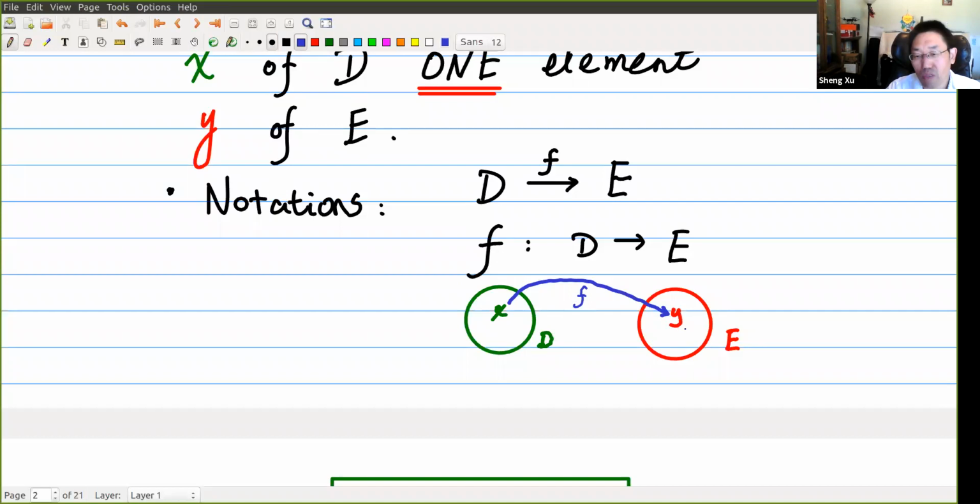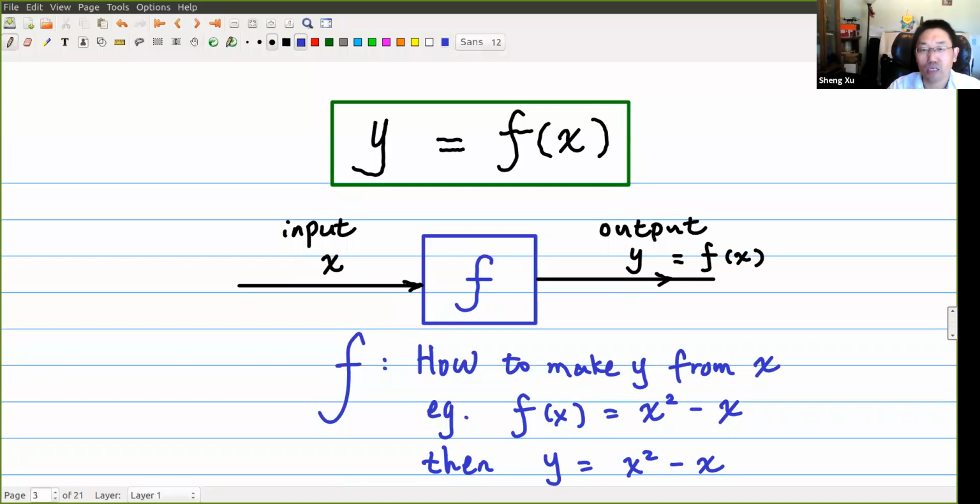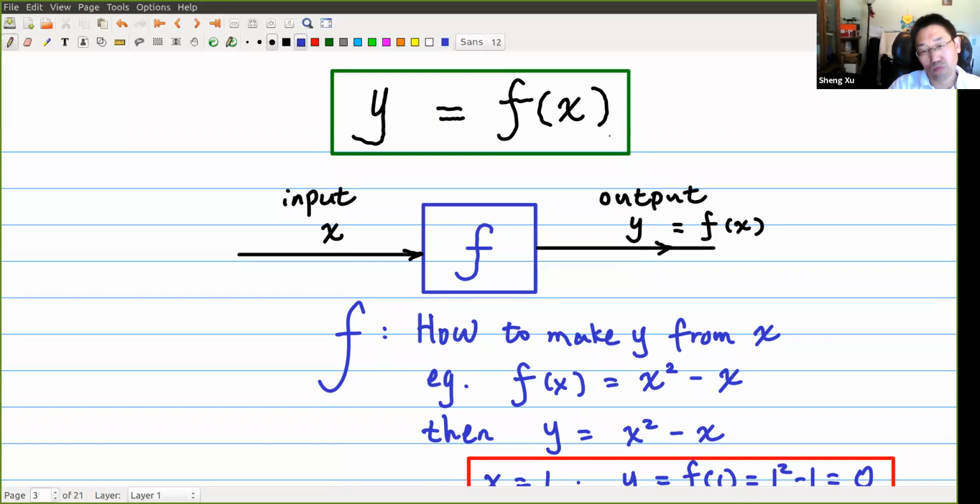So mathematically, this is the notation, of course, we see, right? It's Y equal F of X. Now you can regard this expression as a machine, a number machine, right? This is my machine F here. It's like a machine, okay? F is the mechanism of this machine. So the input of this machine is X, right?